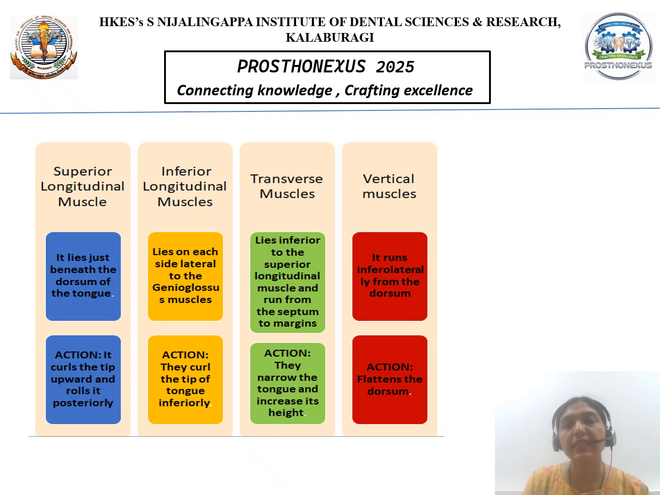The transverse muscles lie inferior to the superior longitudinal muscle and run from the septum to the margin. They are basically horizontal in direction, so they are known as transverse. This is in reverse to the vertical, which are more vertical in direction. Their actions also are opposite to each other. The transverse muscle narrows the tongue and increases the height, and your vertical muscle flattens the dorsum of the tongue.